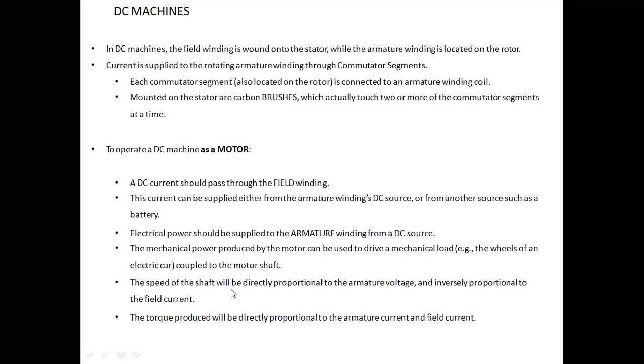But the field winding is the stator, so the speed will be directly proportional to the armature voltage, but it will be inversely proportional to the field current, because it will not allow that DC motor to rotate. So we can say speed is directly proportional to the armature voltage, and it is inversely proportional to the field current. If you see the torque equations, the torque will be directly proportional to the armature current and field current. Already we have seen these characteristics of the DC machine.